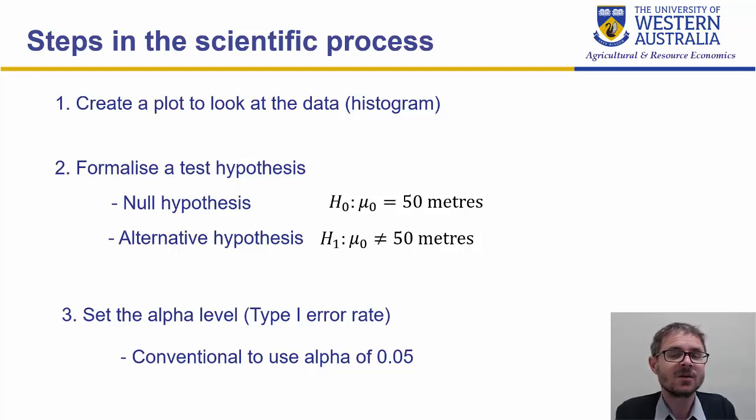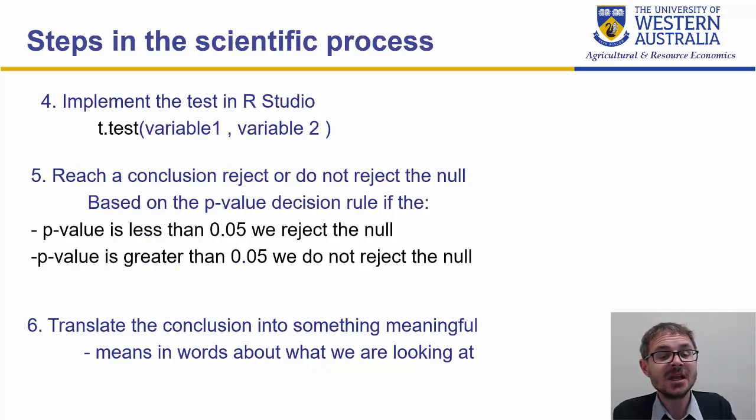We need to know about alpha as 0.05 mainly because it informs our decision rule for whether we decide to reject the null or not reject the null. And then we're going to implement the test. So we know how to do this in R, very powerful statistical software. It's just the command t-test and the thing that we want to test, and we're going to reach a conclusion. And really for us, the most important step is always step 6, to translate a statistical test into something meaningful. So let's have a look at what we can do here.